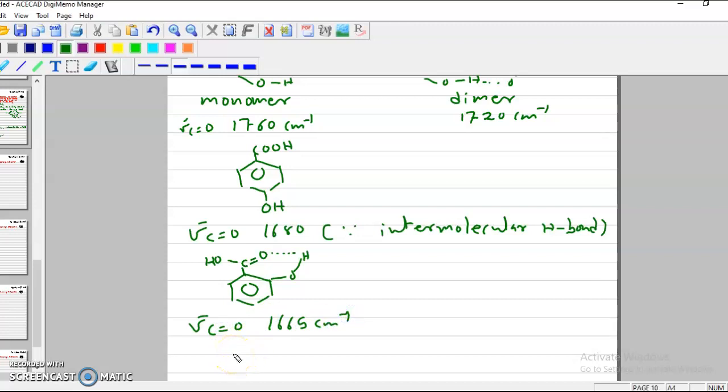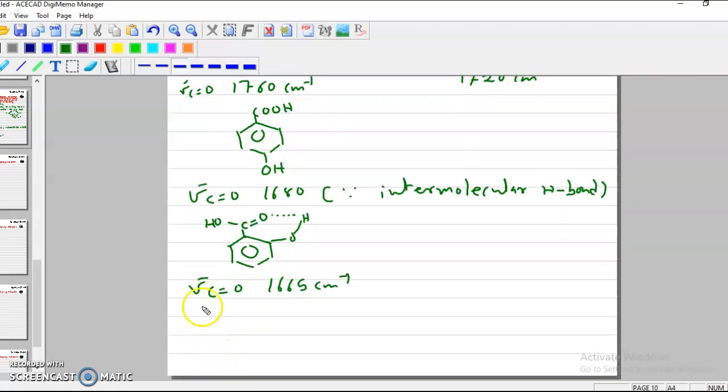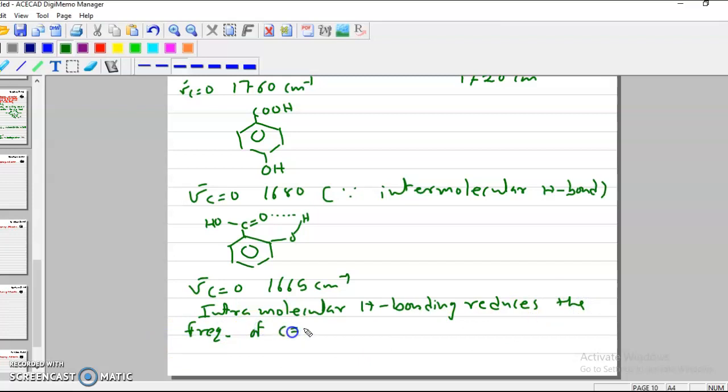Okay, so here also we can say that intramolecular hydrogen bonding reduces the absorption frequency of C=O stretching more than intermolecular hydrogen bonding. Okay, so normally in any case, due to inter- or intramolecular hydrogen bonding, there is always a reduction in the stretching frequency of C=O.